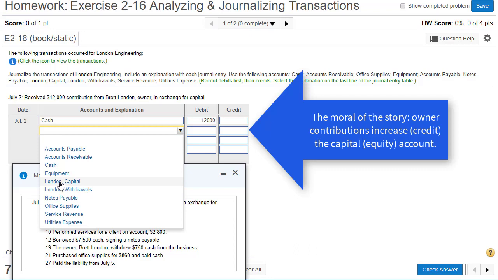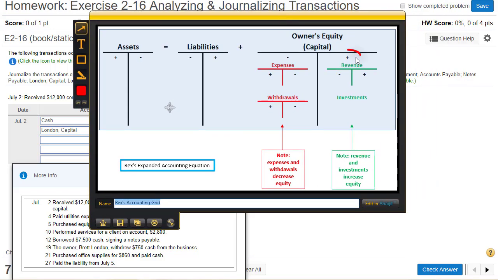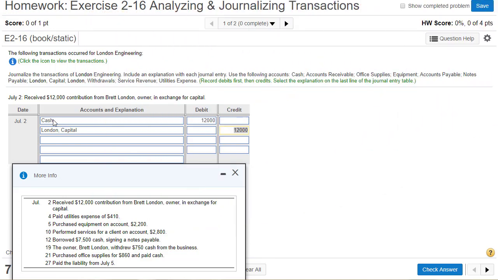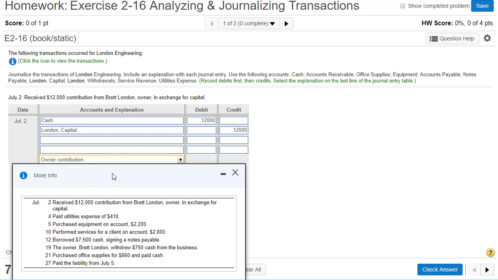And the way they formally show the capital account is it's the last name of the owner, comma, capital. And again, I'm putting the $12,000 as a credit because capital is increasing. Remember, all owner investments, also called an owner contribution, increases equity. And the reason I listed cash first is because our rules say record debits first, then credits. Now we need an explanation. So the explanation will be owner contribution.